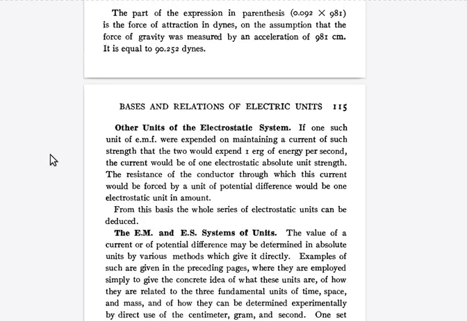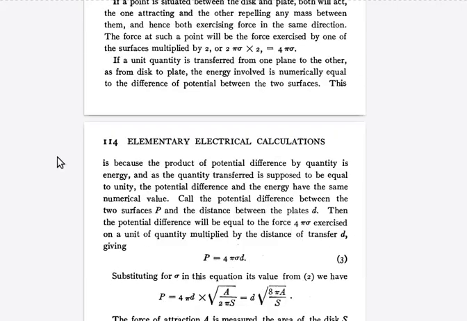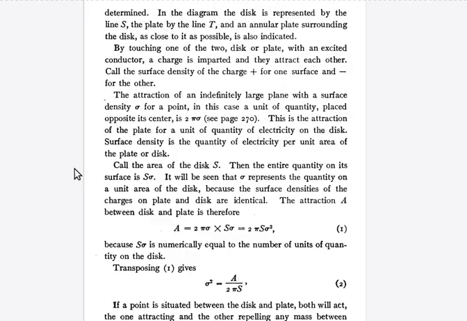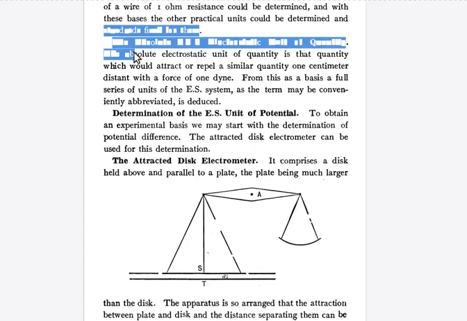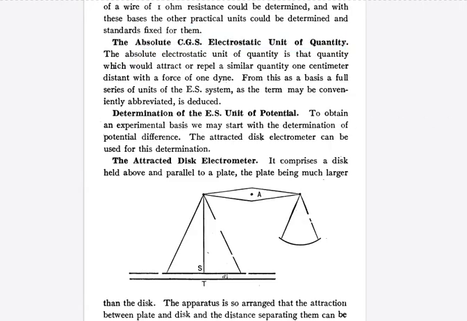The absolute CGS electrostatic unit of quantity. The absolute electrostatic unit of quantity is that quantity which would attract or repel a similar quantity 1 centimeter distant with a force of 1 dyne. From this as a basis, a full series of units of the ES system, as the term may be conveniently abbreviated, is deduced. Determination of the ES unit of potential.